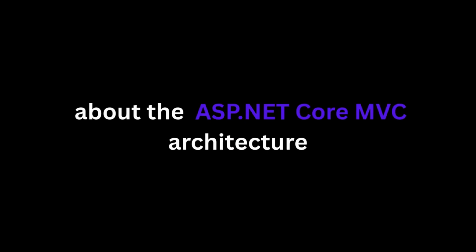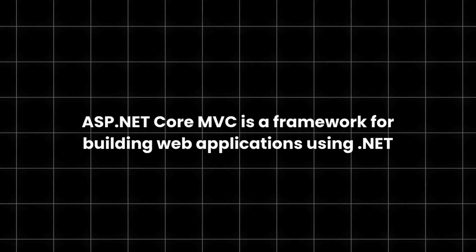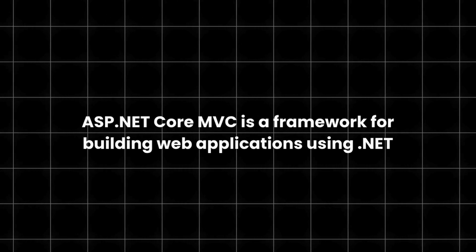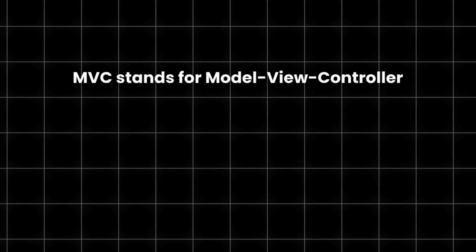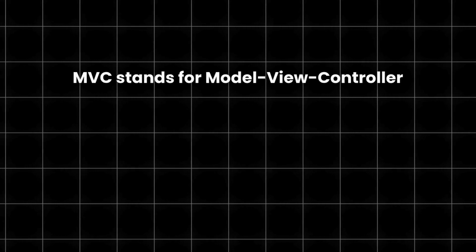This is what you need to know about the ASP.NET Core MVC architecture. ASP.NET Core MVC is a framework for building web applications using .NET. MVC stands for Model View Controller. These are the three main parts of an ASP.NET Core MVC app.